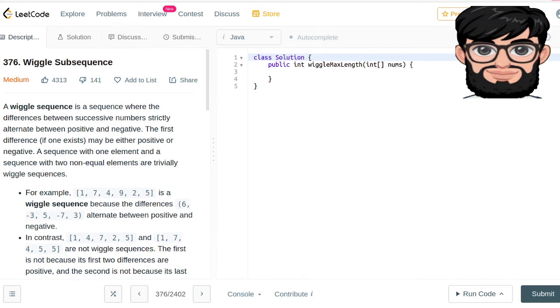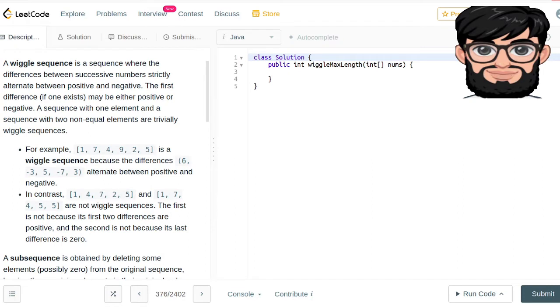Today we're going to be working on Leetcode question number 376, wiggle subsequence. A wiggle sequence is a sequence where the differences between successive numbers strictly alternate between positive and negative. The first difference, if one exists, may be either positive or negative. A sequence with one element and a sequence with two non-equal elements are trivially wiggle sequences.